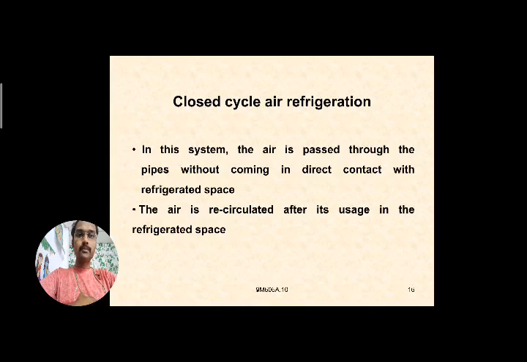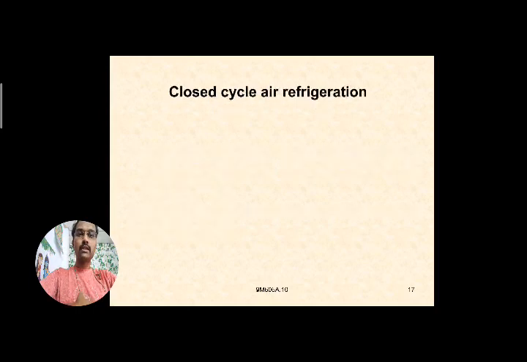Whereas in the closed cycle, the air is passed through the pipes without coming in direct contact, whereas in the open cycle you will see it is making direct contact with the refrigerated space. Here in the closed cycle, the air is passing through the pipes, so it is not making any contact with the refrigerated space. Since it is not making contact, the air can be recirculated again and again after its usage in the refrigerated space. So that is the primary difference between closed and open cycle air refrigeration.